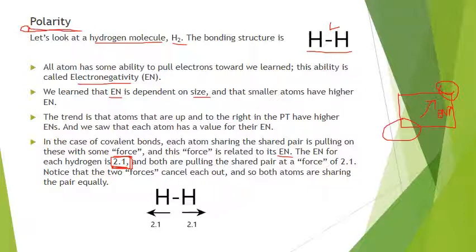So if we take a look at hydrogen, this molecule is straight across. It's linear. You have this shared pair here, and this hydrogen is pulling on it with a strength of 2.1, and this one is also 2.1. In that case, it's like a tug of war, and these electrons are going to be pulled this way and pulled this way, and then they'll end up staying exactly where they are. They cancel each other out.